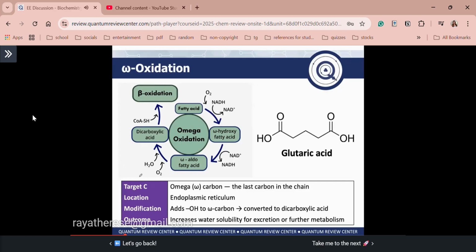And ang outcome, ayan, it actually increases water solubility for excretion or for other pathways use. Alright, so again, omega oxidation, main modification, hydroxylation, and oxidation to form dicarboxylic acid as end products. Again, no need to remember the specific mechanism. Alright, so class, I do hope tumama kayo sa guess nyo, diba? So for now, let's proceed with our next item.